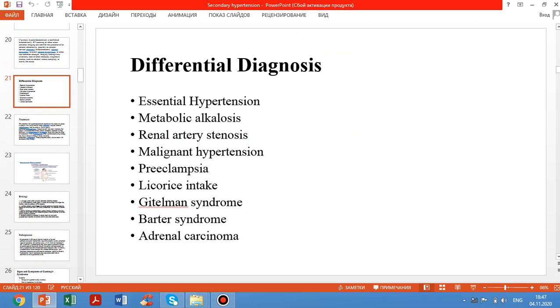Differential diagnoses include essential hypertension, metabolic alkalosis, renal artery stenosis, malignant hypertension, preeclampsia, licorice intake, Gitelman syndrome, Bartter syndrome, adrenal carcinoma.